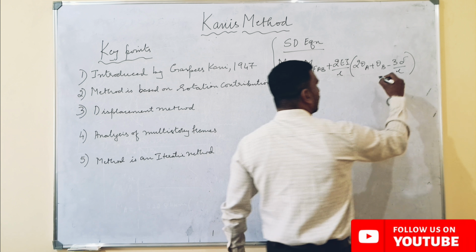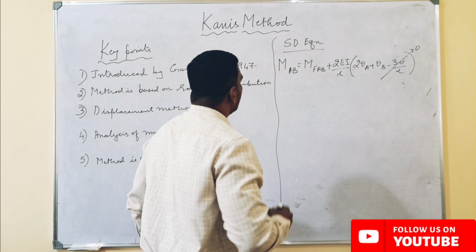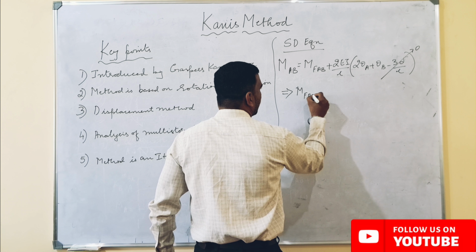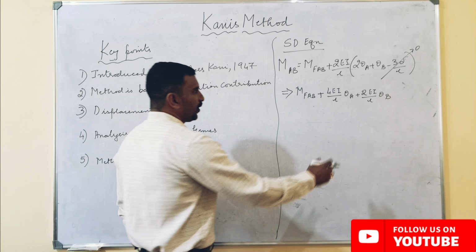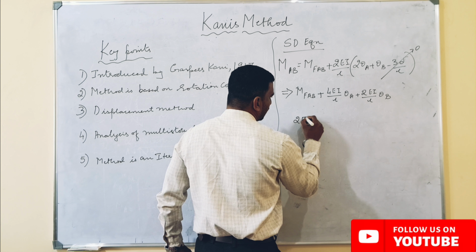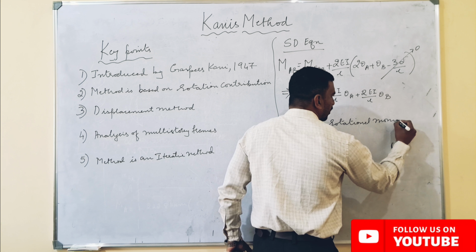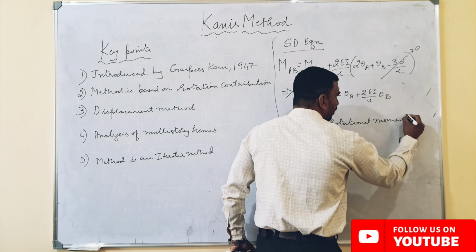So assuming the sinking to be equal to 0, the final equation will be MF AB plus 4 EI by L into theta A plus 2 EI by L into theta B. So this 2 EI by L into theta is called the rotational moment, which we can write as small m.